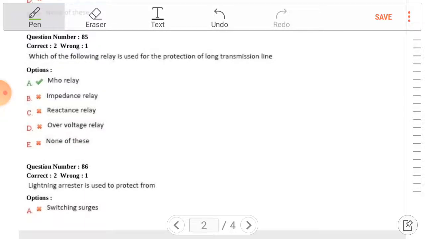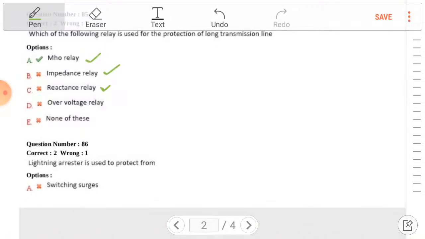Which of the following relays is used for protection of a long transmission line? We know that MHO relay is used for long transmission lines, impedance relay for medium transmission lines, and reactance relay for short transmission lines. So here the answer A is correct.